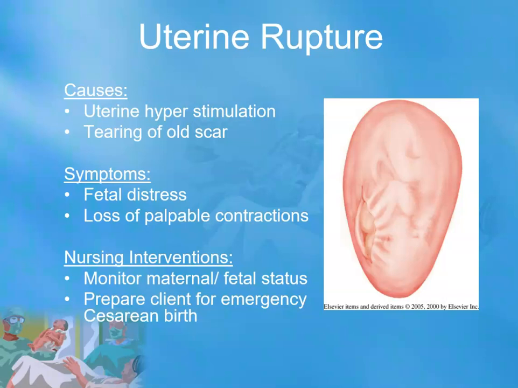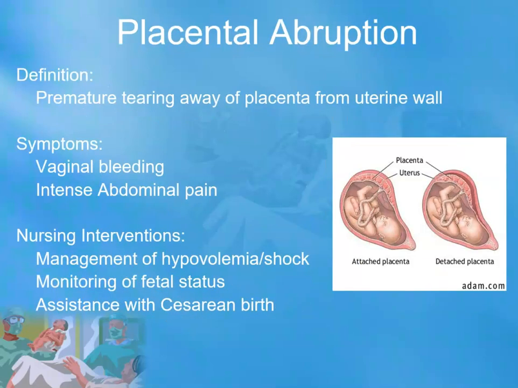That would be watching that monitor, watching that mom's vital signs, and of course listening to what she's telling you if she's feeling pain, because it can be very painful. You want to prepare the patient for an emergency cesarean birth. And depending on how bad the uterine rupture is, and if they can't repair it, they may have to remove the uterus and do a hysterectomy. So it just depends on the circumstances.